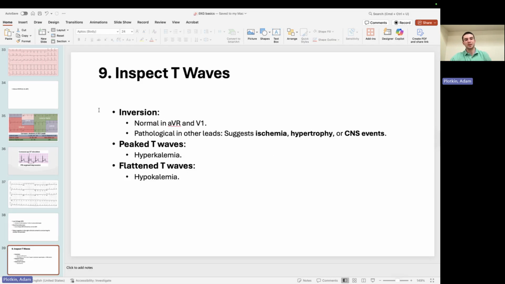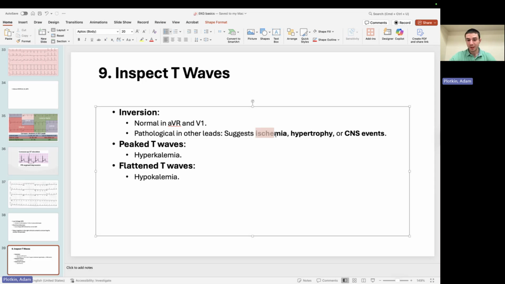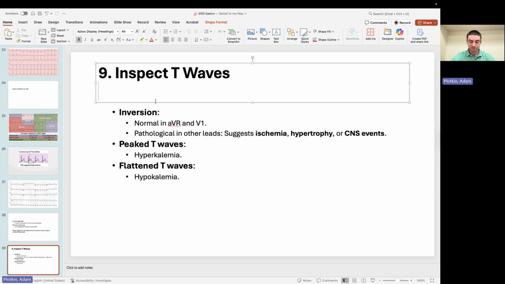Okay, so then we inspect the T waves. So inversions can be normal in aVR and V1, but if they're in any other leads, we think about ischemia, hypertrophy, or even problems in the CNS. And then peaked T waves could key me in on hyperkalemia, and flattened T waves could be in hypokalemia. So again, in aVR and V1, an inverted T wave is okay. In other leads, especially if they're contiguous, we start thinking about ischemia, hypertrophy, or CNS events.